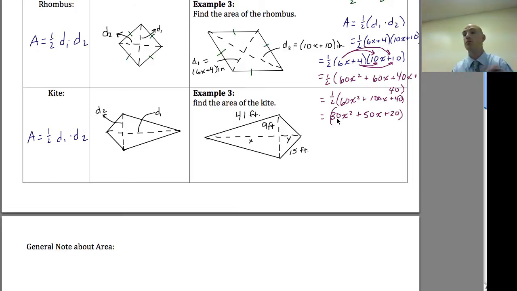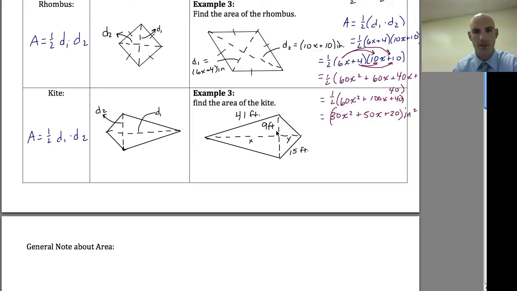That's our answer. We don't know what x is, but that is the area because it's diagonal 1 times diagonal 2. And so I can leave that as a polynomial. And when I leave that as a polynomial, I've got to put some units on it. So it's inches squared. That's it. Use the formula.